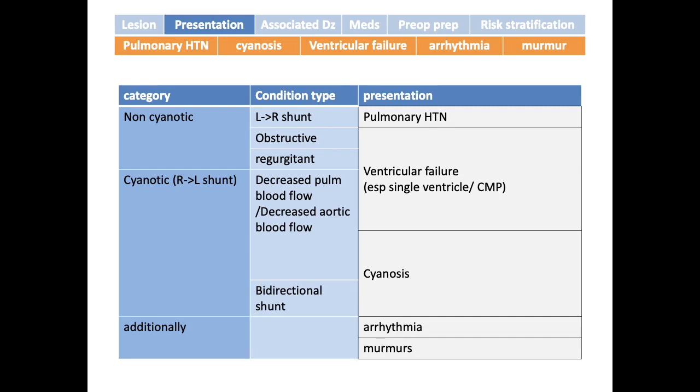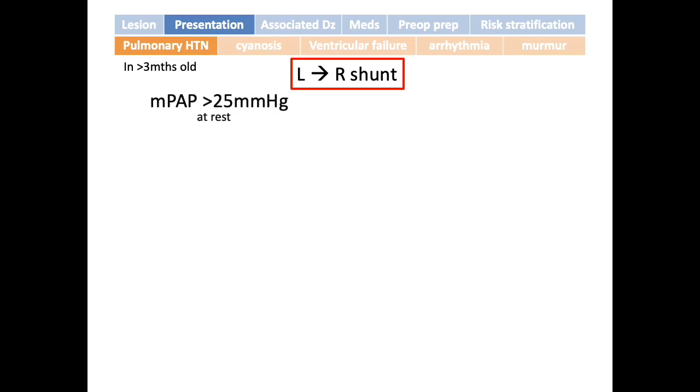We will go through these presentations one by one. In an infant, pulmonary hypertension often develops due to increased pulmonary blood flow from left to right shunting. It is defined as a mean pulmonary arterial pressure of more than 25 mm mercury at rest, and a pulmonary vascular resistance of more than 3 Woods units.